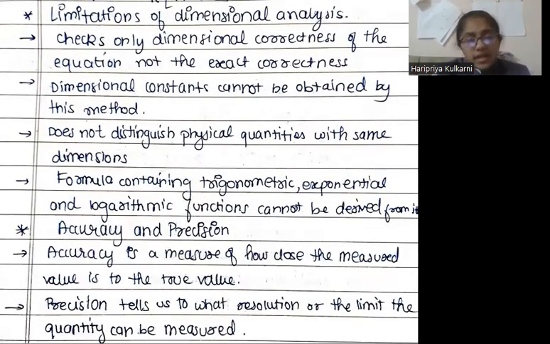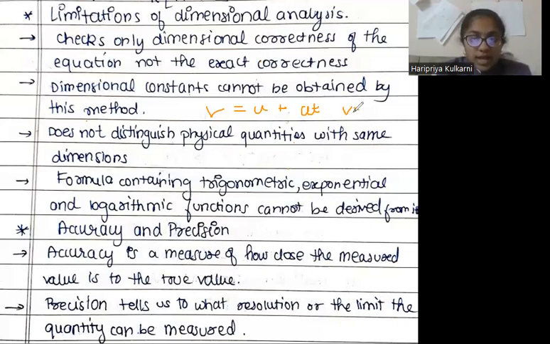It checks only the dimensional correctness of the equation and not the exact correctness. What does this mean? It means that if I have a simple equation like V is equal to U plus AT, where U is initial velocity, V is final velocity, A is acceleration, T is time, right? So here we check its dimensional correctness. V will have the same dimensional formula as U, and U will have the same dimensional formula as AT. But this is the dimensional correctness only.